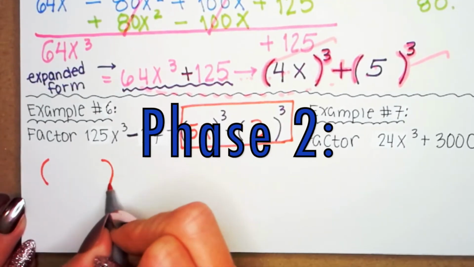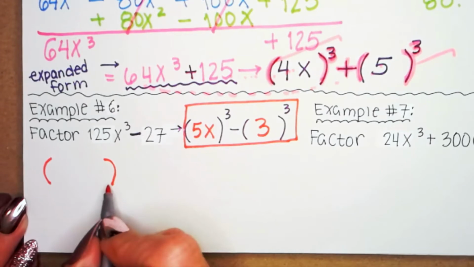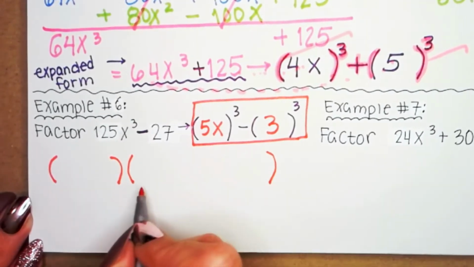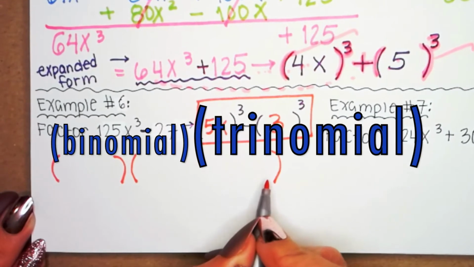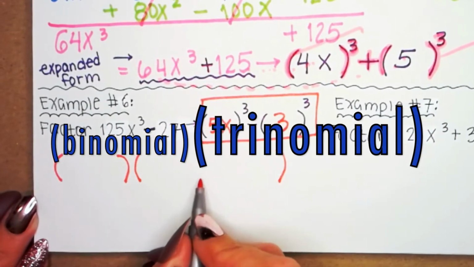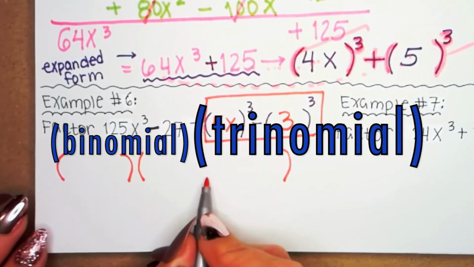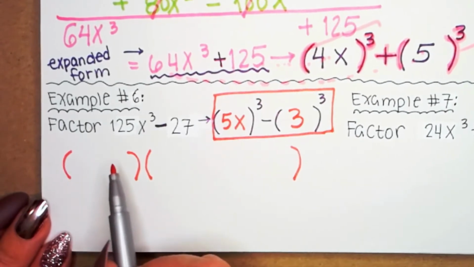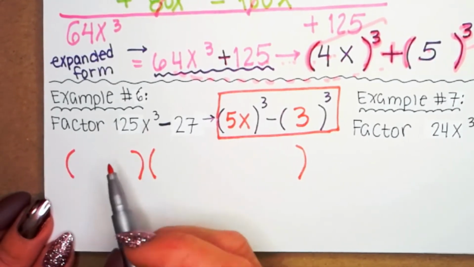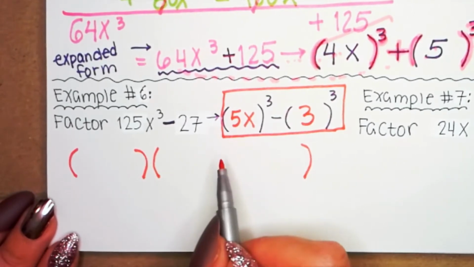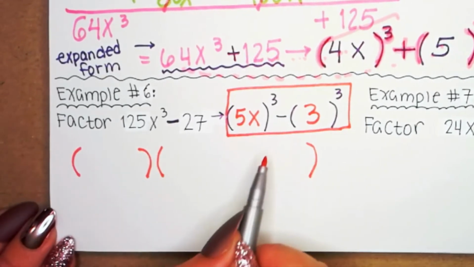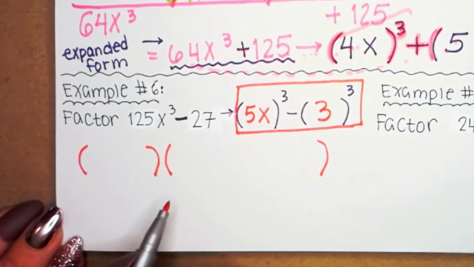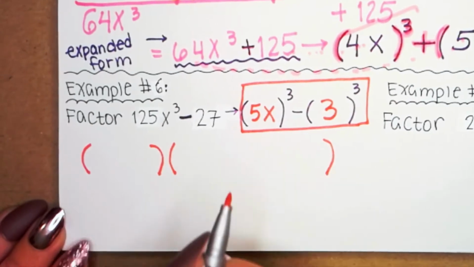Next, you're going to draw a smaller set of parentheses. This is for your binomial, and a larger set of parentheses. This is for your trinomial. Binomial, trinomial. Next, there is a longer, more formal way to show you this, but if you trust me, I promise you'll always do really well and get these right every single time with this magical factoring trick. Trust me? Let's go.